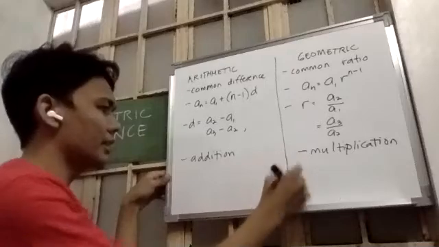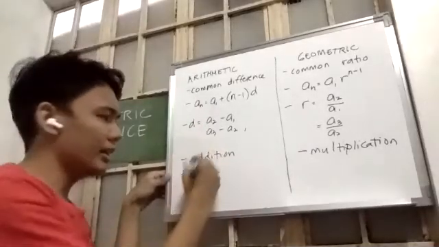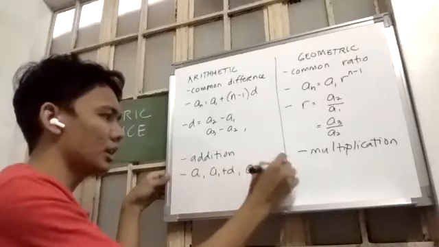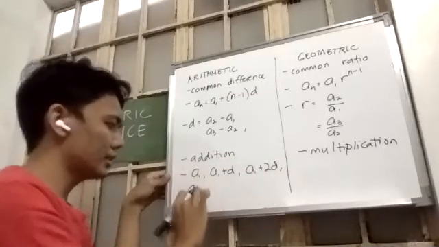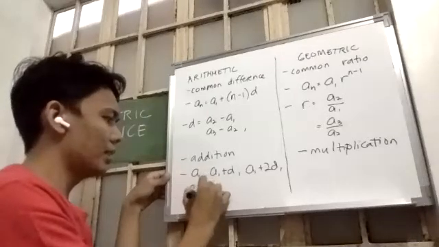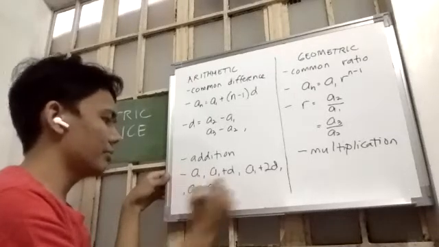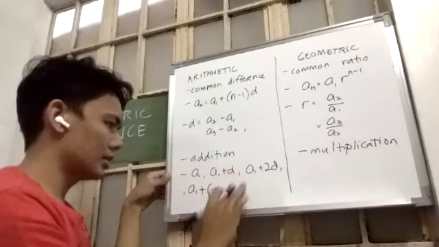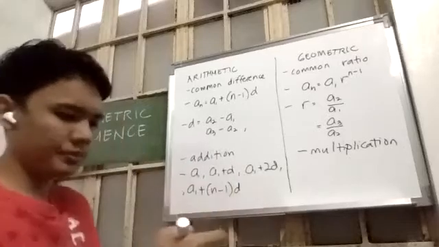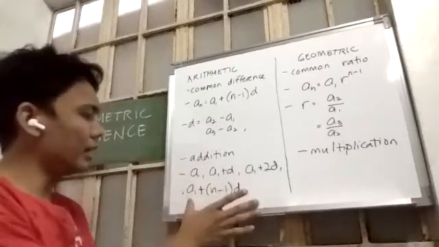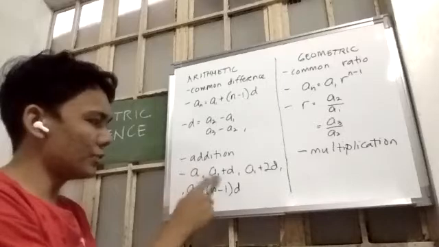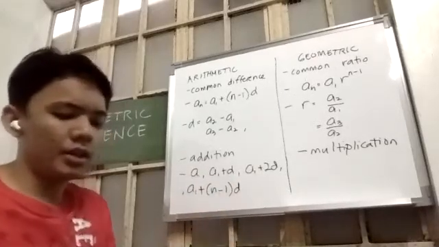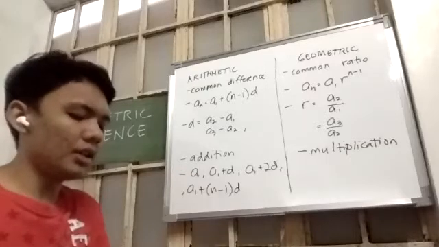Okay, so yung general terms natin, ang general terms ni arithmetic dati, yung a sub 1, a sub 1 plus d, a sub 1 plus 2d, di ba? A sub 1 plus n minus 1 times d. So ito yung mga general terms. So ito yung first term, second term, third term hanggang sa nth term. So yun yung general term ni arithmetic. Ano ngayon yung general term ni geometric?